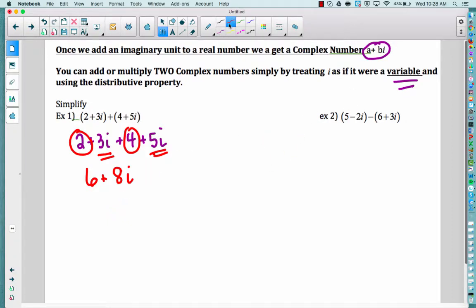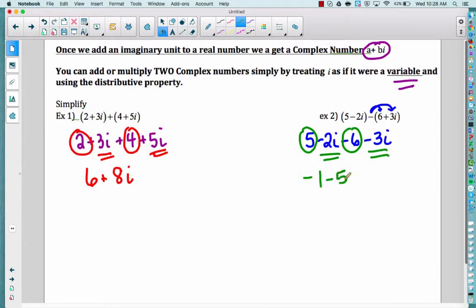All right, so now with subtraction, we have to be a little bit careful. We have to make sure we distribute the negative first. So we get 5 minus 2i minus 6 minus 3i. All right, so now we combine the real terms and the imaginary terms. So 5 and negative 6, if I combine that, it's going to give me negative 1. And then negative 2i and negative 3i is going to give me negative 5i. And they're in simplest form.